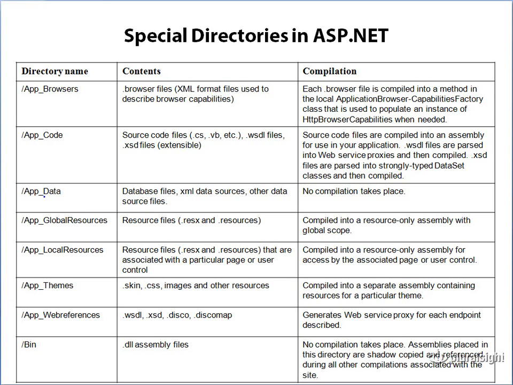App data is a special directory, a conventional directory. It's not actually treated any differently by ASP.NET, but it's a convention for placing data files like databases or XML. These are the resources files, the themes file, the web references, and the last one I want to mention is the bin directory. And this is the location where you're going to deploy binary assemblies that you want to have accessible to all the pages in your site. And we'll take a look at using the bin directory in just a moment here.